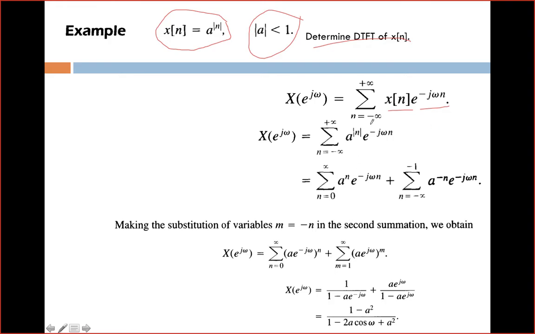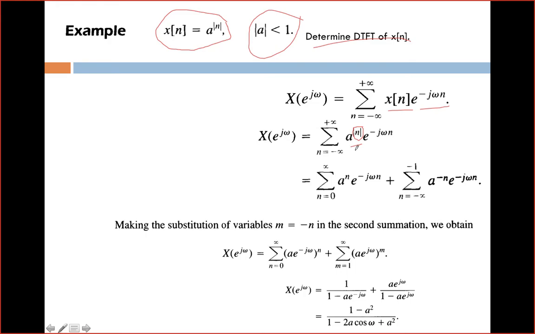Now I am going to substitute x of n in this equation. The x of n is a power magnitude of n, and the rest of the thing is the same. Magnitude of n means it includes both negative and positive values. Positive values will start from 0 and go up to infinity, and negative values go from minus 1 to minus infinity.